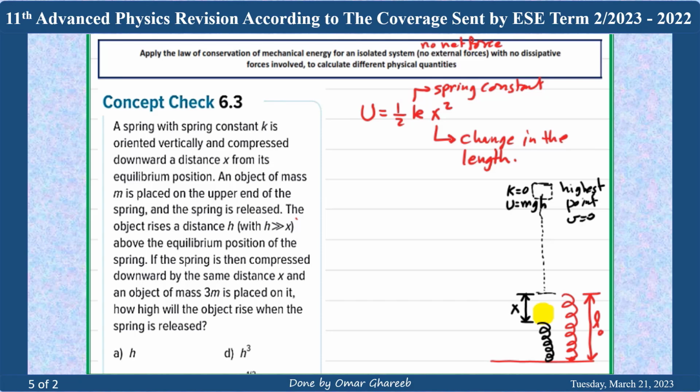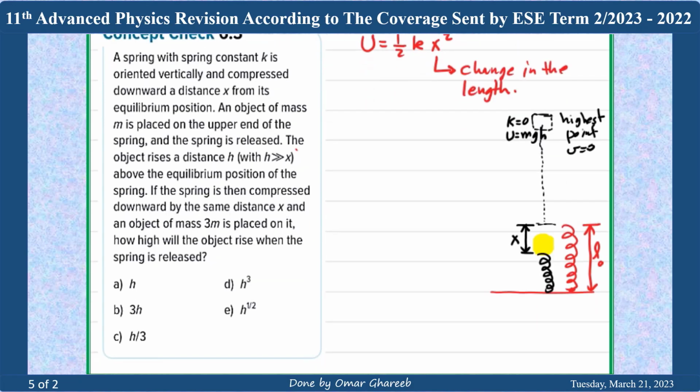Now, by applying the conservation of mechanical energy here, you know that the mechanical energy at position, let us name it as A here, should be equal to the mechanical energy at B, which is the highest point. Here is B.